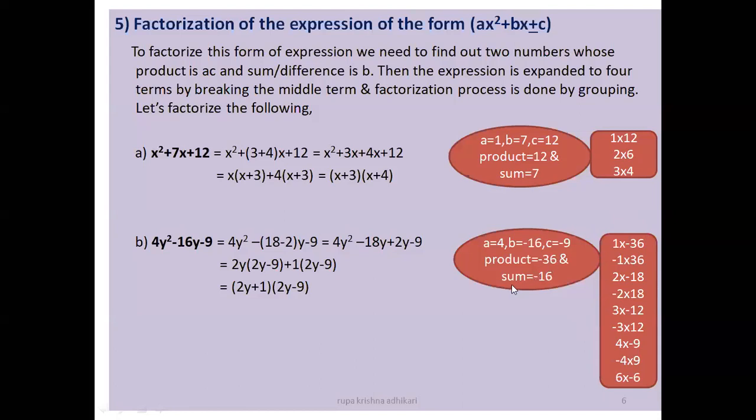Now which two numbers will give you sum minus 16? Yes, the third one, 2 into minus 18, 2 and minus 18. Hence, you break up that minus 16y and write it as minus 18y plus 2y. Now take common, you will get the answer.